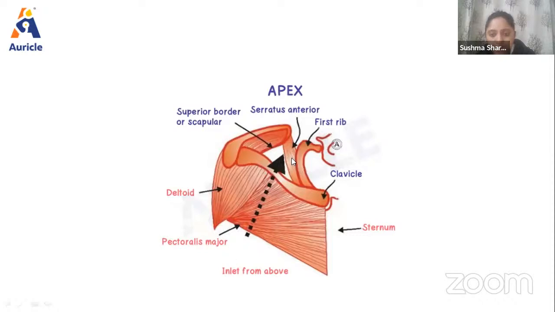Look at it, guys. If you look at the axilla, if this is the clavicle and this is the first rib and this is the serratus anterior and the superior border of the scapula, this is the area that I'm actually talking about. That is the apex of the axilla, right?